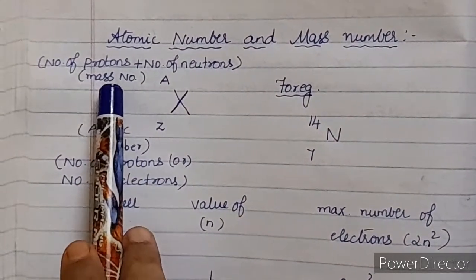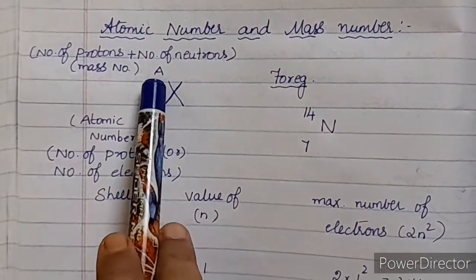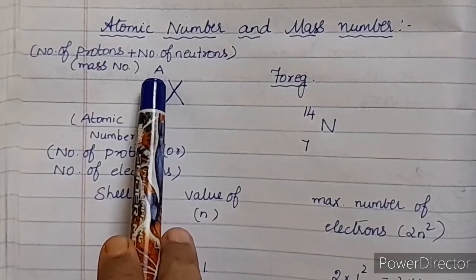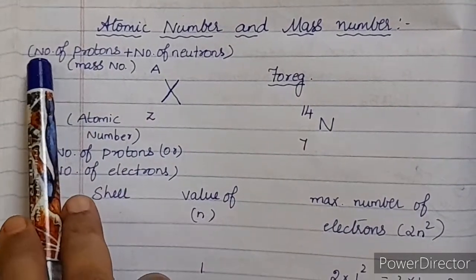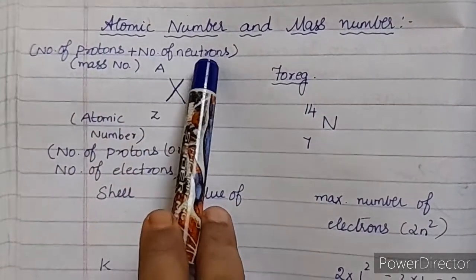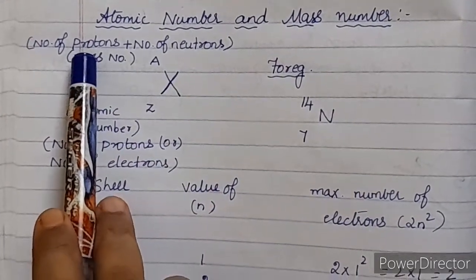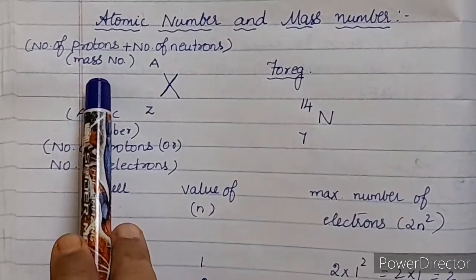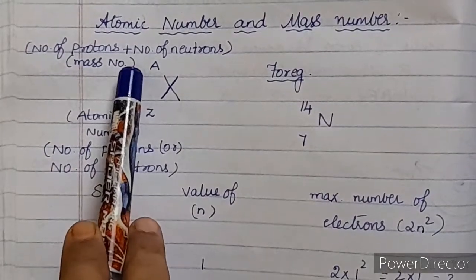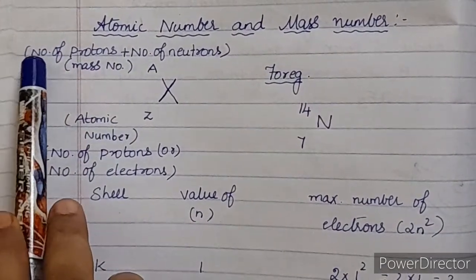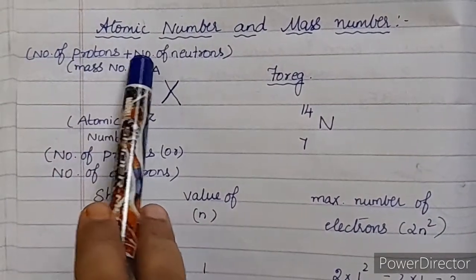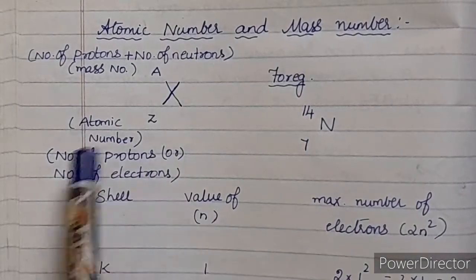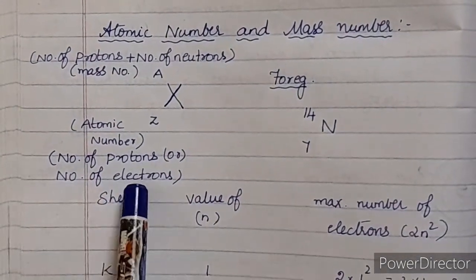Now, going to the mass number, it is denoted by the capital letter A, which is nothing but the sum of the number of protons plus the number of neutrons. When you add the number of protons and the number of neutrons, you get the mass number. So this is the formula for mass number: mass number is equal to the sum of the number of protons and the number of neutrons. Atomic number is equal to the number of protons or the number of electrons.